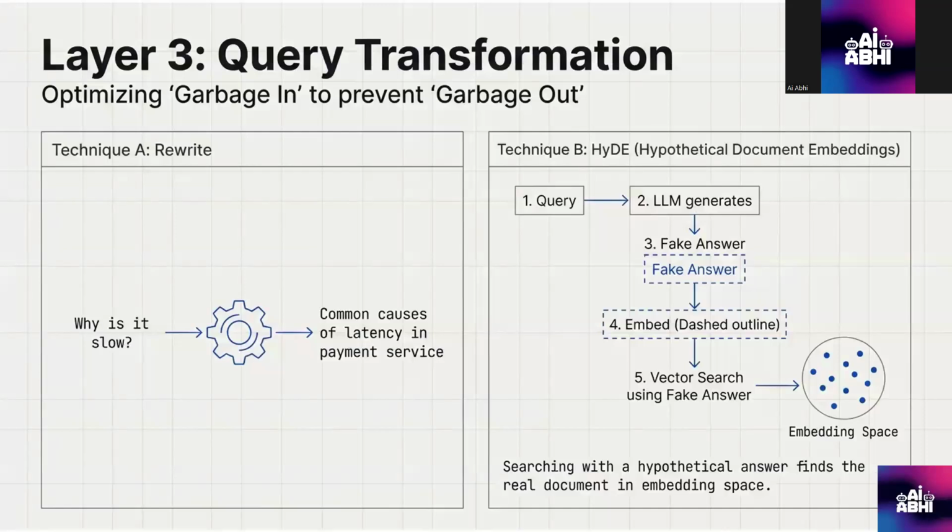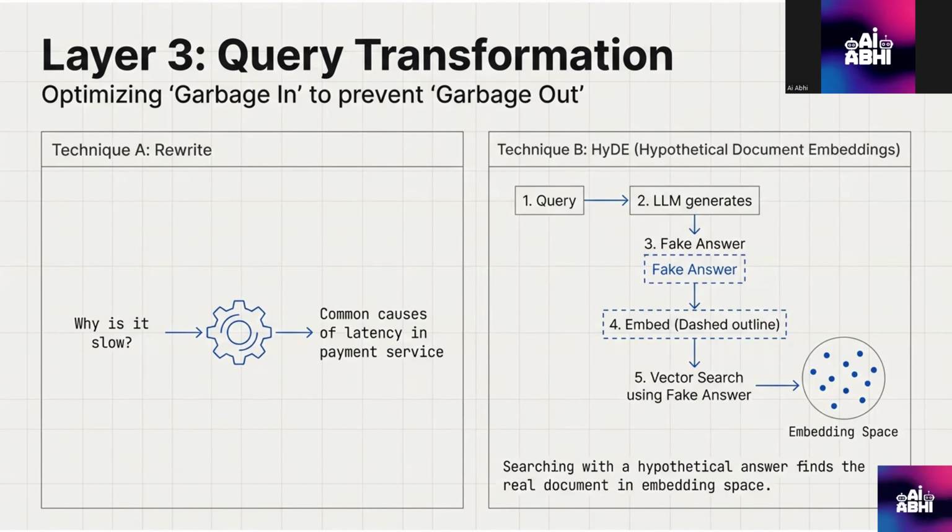Query rewriting uses an LLM to rephrase the user's question into a more specific, search-friendly version before retrieval. It's a single prompt: rewrite this question to be more specific and search-friendly, and then you give the user's question. The rewritten query often retrieves dramatically better chunks.